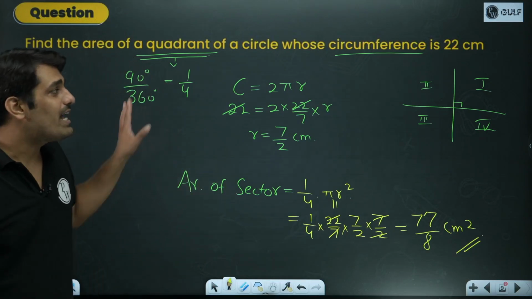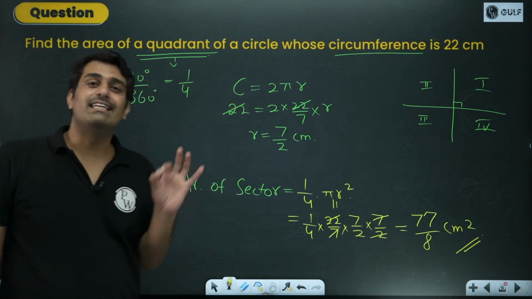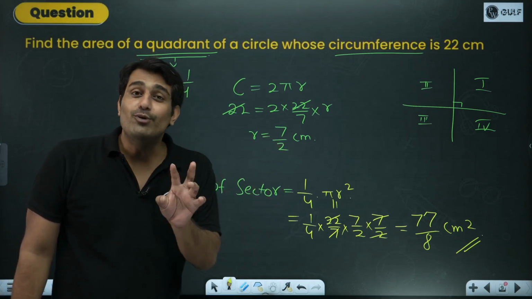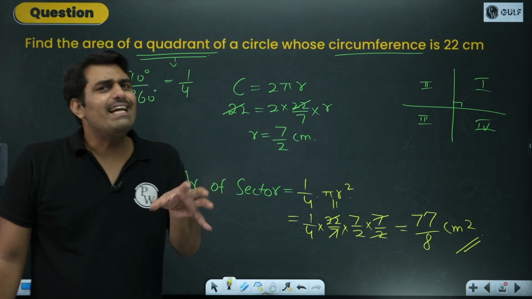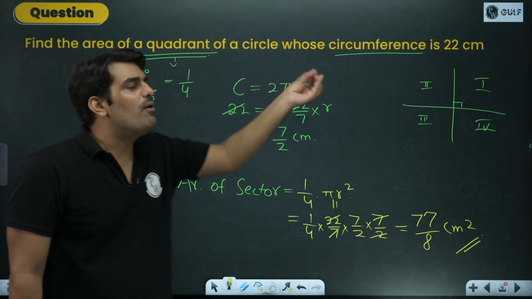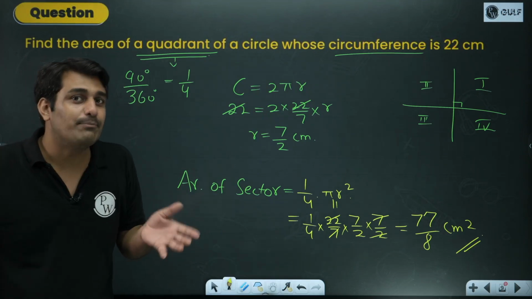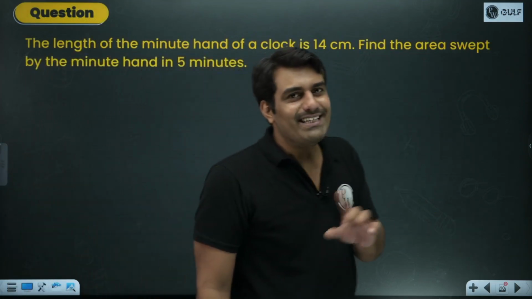Moving on to the next question, I hope you have the clarity, with no difficulty at this point for this problem. As I mentioned, radius and theta are the two things required for the area of the sector, and they can be calculated from the information given in the question. The next question is not about calculating the radius, but about calculating the central angle.